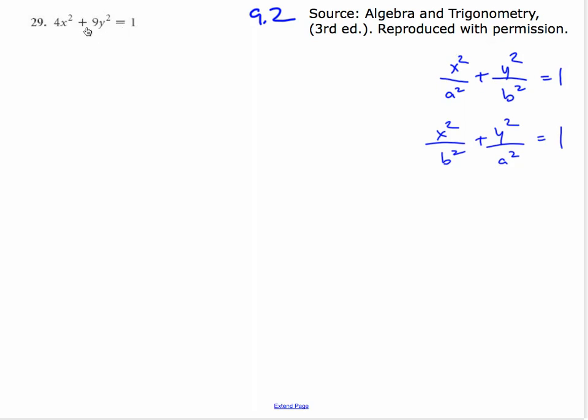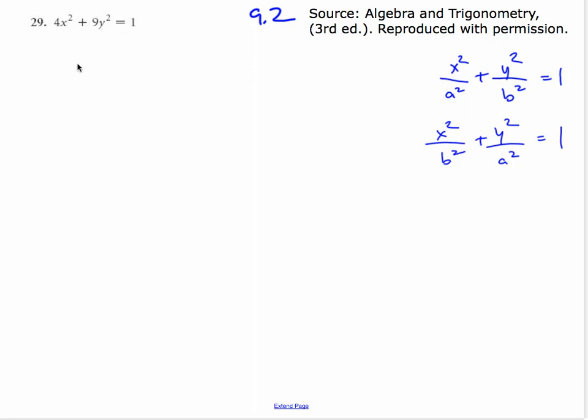So I take a look at it and I know I have to change it to the right form. So here's one of the forms, here's the other form. Each of them has to equal 1. In lots of the questions you've done already, the number at the end wasn't 1, but here I already have a 1. So my question is, how do I get a number underneath there? I have to have something underneath the 4x squared and the 9y squared.